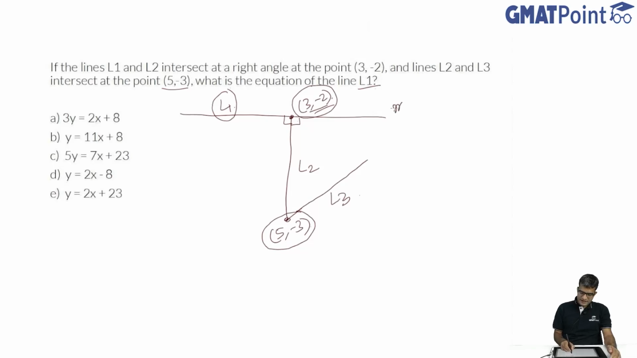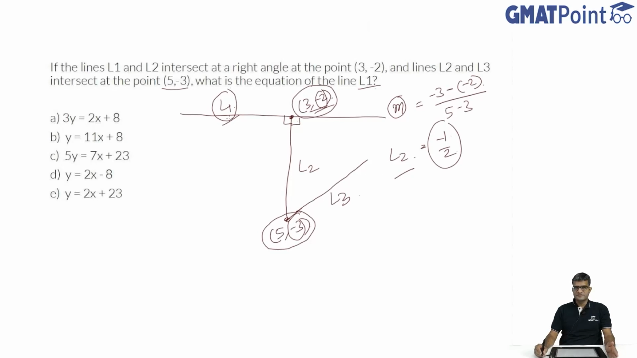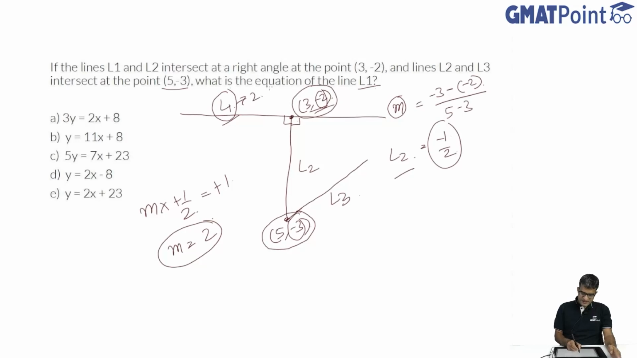So the slope of the line L2 will be equal to the difference of the y coordinates divided by the difference of the x coordinates, which is minus 3 minus of minus 2 divided by 5 minus 3, which is equal to minus 1 by 2. This is the slope of the line L2. Now L2 and L1 are perpendicular to each other. So the product of their slopes will be equal to minus 1. So if you assume that the slope of the line L1 is m, m into minus 1 by 2, which is the slope of L2, is equal to minus 1. Or the slope of the line L1 is equal to 2. So this line, the slope is 2.